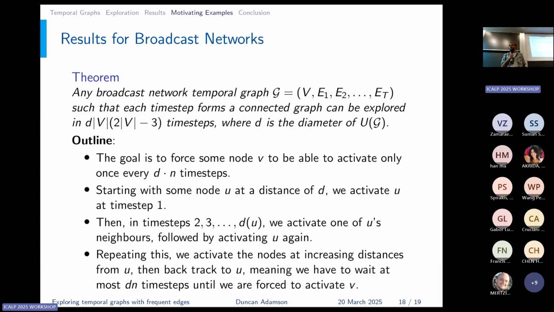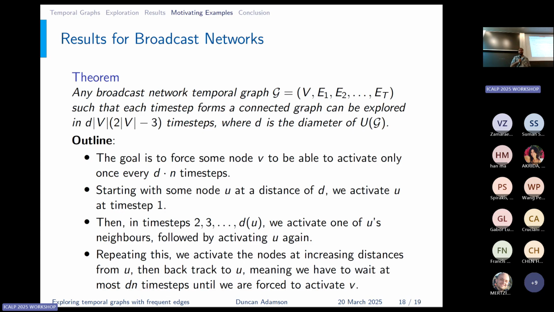Since I'm aware that we are running a little low on time, I'm not going to go into all of the gory details, but the basic idea is that if you imagine a path graph, so we have vertex 1, vertex 2, and so on in a nice straight line, we can really just force one vertex to have to wait at most O of diameter times the number of vertices time. By looking at the furthest vertex, we activate that at time step 1. Time step 2, we activate that vertex's neighbor, and then we go back and activate it again.